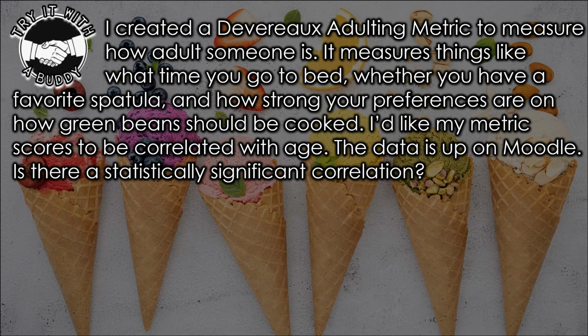I created a Devereaux adulting metric to measure how adult someone is. It measures things like what time you go to bed, whether you have a favorite spatula, and how strong your preferences are on how green beans should be cooked. I'd like my metric scores to actually be correlated with age, so that bigger values of my metric correspond with a larger age, a higher age. The data is all up on Moodle under age metric. Is there a statistically significant correlation?